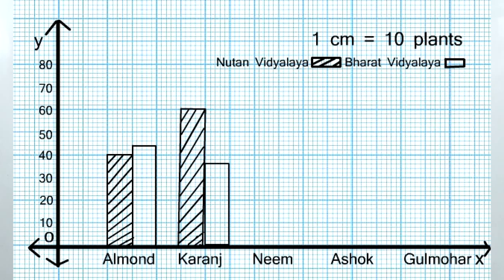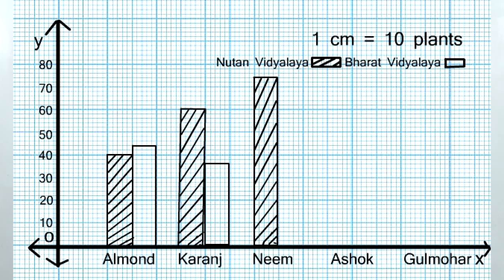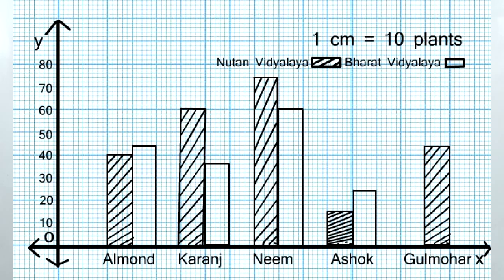Next, 60, 38. Next, for neem 72, 60. Next, 15, 25. Next, 42 and 40. We have completed our joint bar graph. The data represents the number of plants planted by Nutan Vidyalay and Bharat Vidyalay.